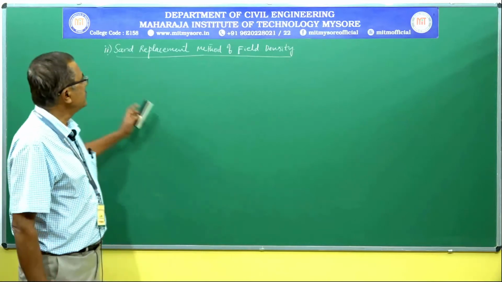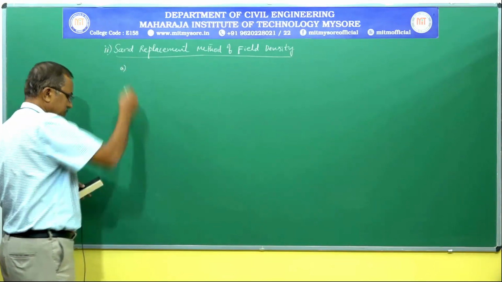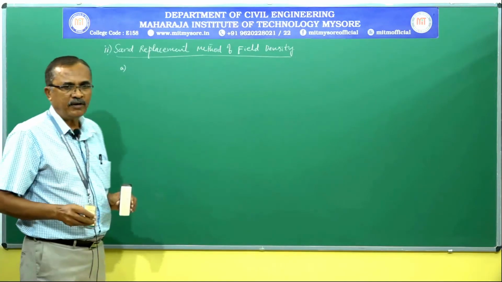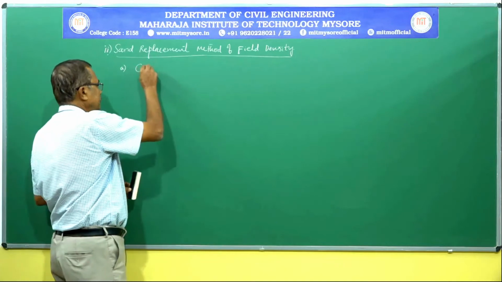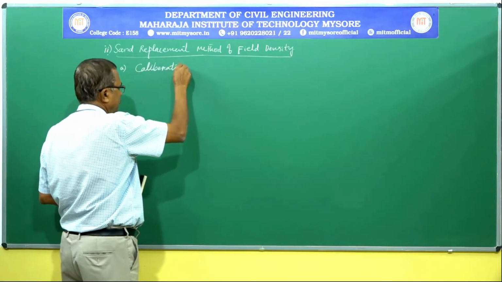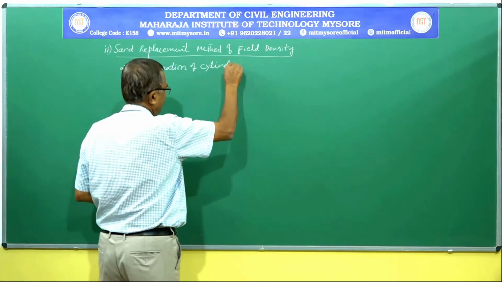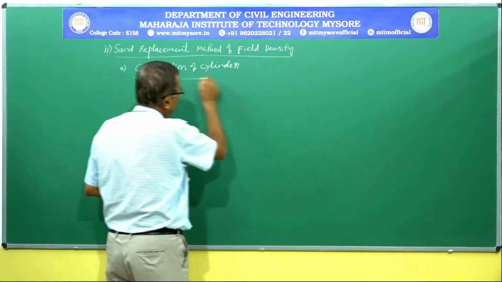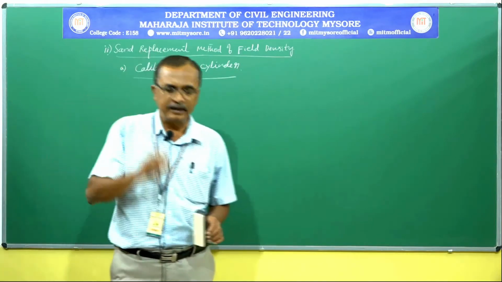This method comprises two parts. The first part is calibration of cylinder. Calibration of cylinder is nothing but determination of density of the sand.